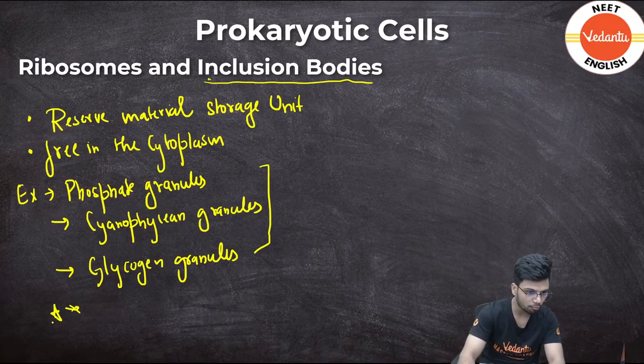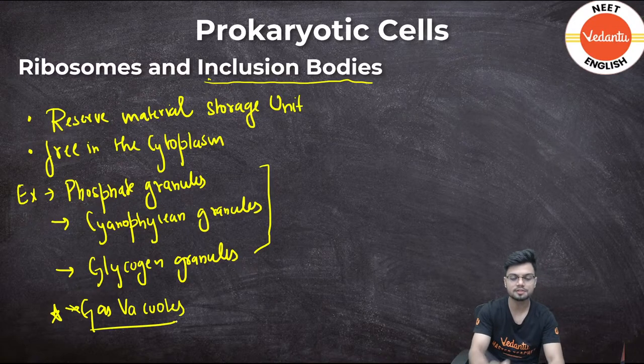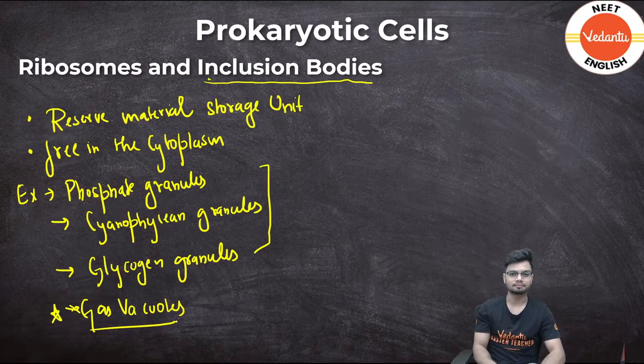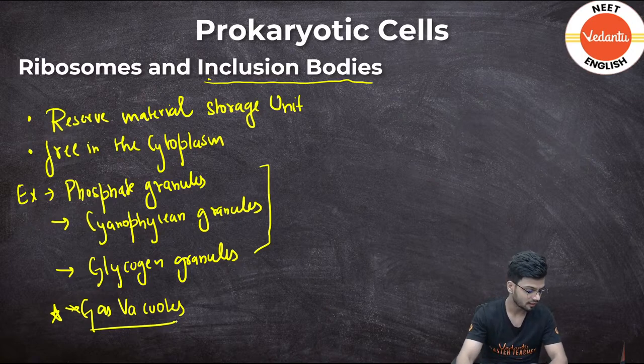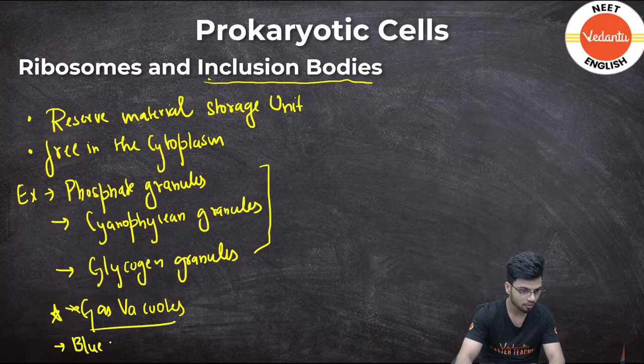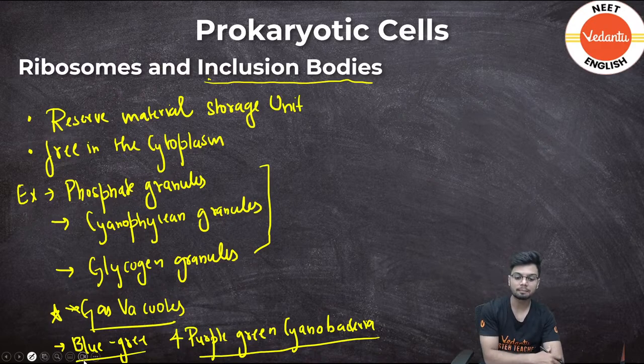Now, there is one more point here, something called gas vacuoles. These gas vacuoles are very exclusive, they are not found everywhere. There are certain bacteria which can float, which can produce some gas. They are actually photosynthetic in nature. Those photosynthetic bacteria are called purple sulfur bacteria and green sulfur bacteria. Gas chambers are present in your blue green as well as purple sulfur, or purple green cyanobacteria.